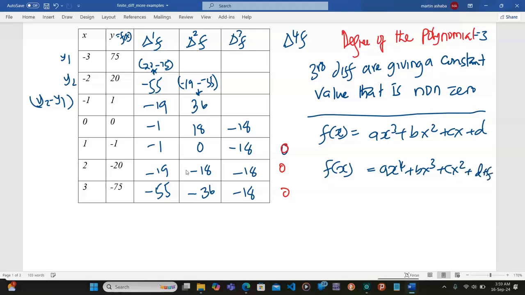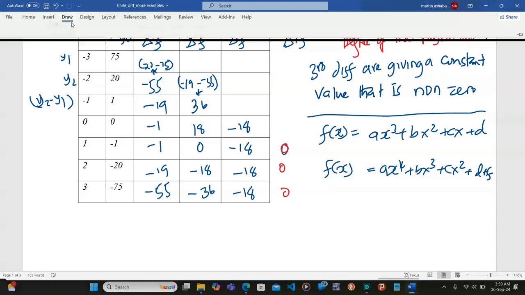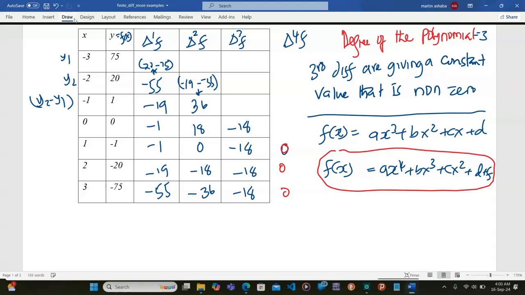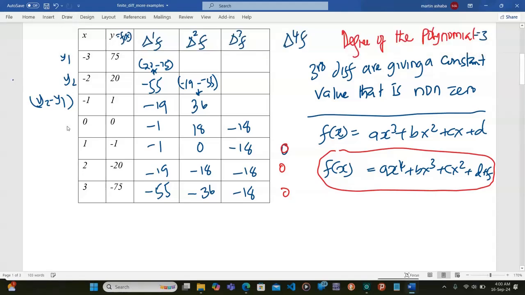And then you proceed. But our polynomial is of degree 3. So we are going to take that polynomial and now look for the values of a, the values of b, the values of c, the value of d. So what are a, b, c, d?